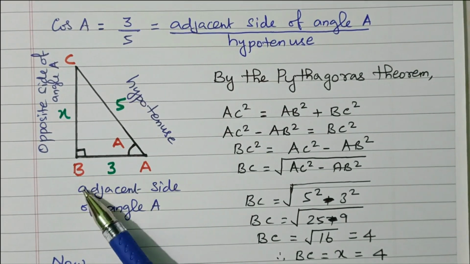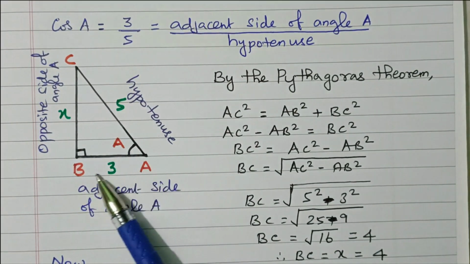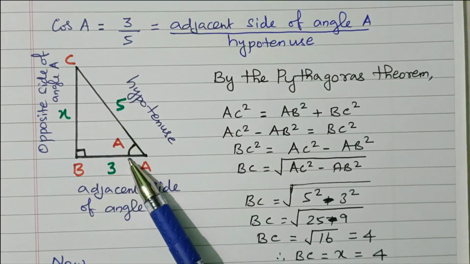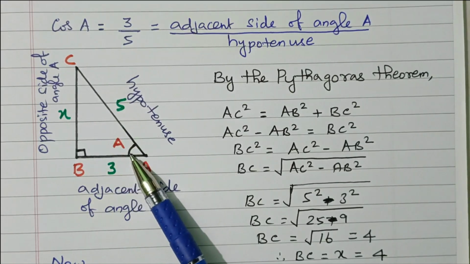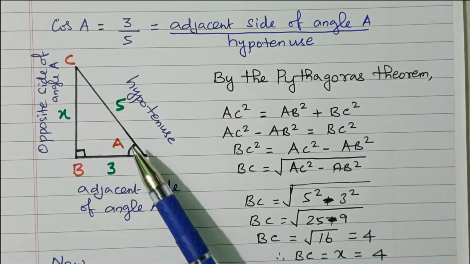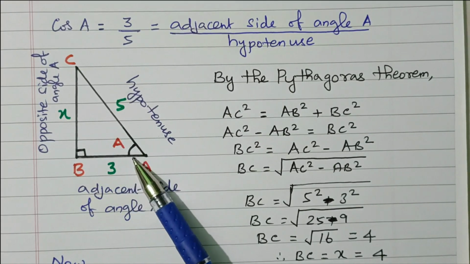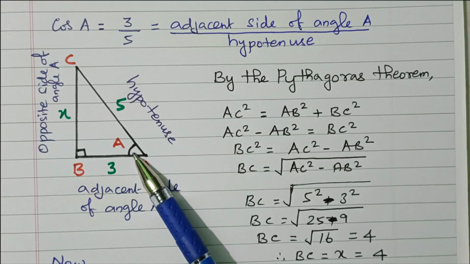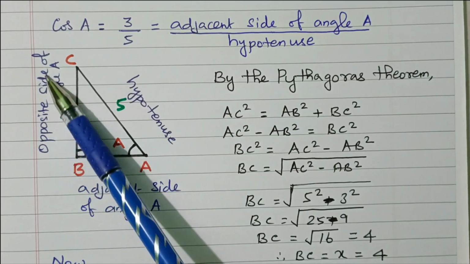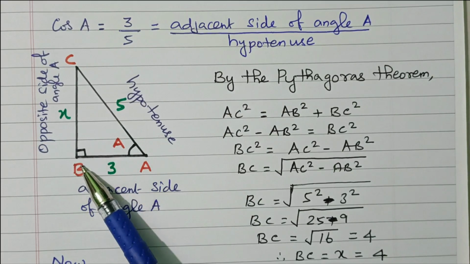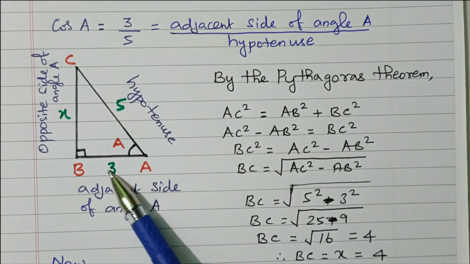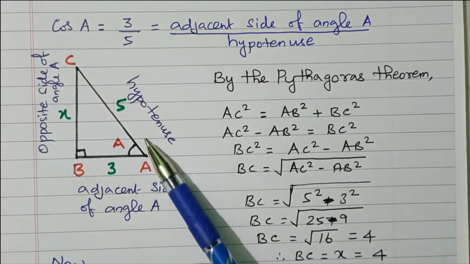So let us consider this triangle ABC. The angle A is available here. You can draw the triangle with A here also. But here we consider ABC, the angle A is available here. So opposite to that of angle A is the opposite side of the angle. This is the adjacent side of angle A. The remaining is the hypotenuse.